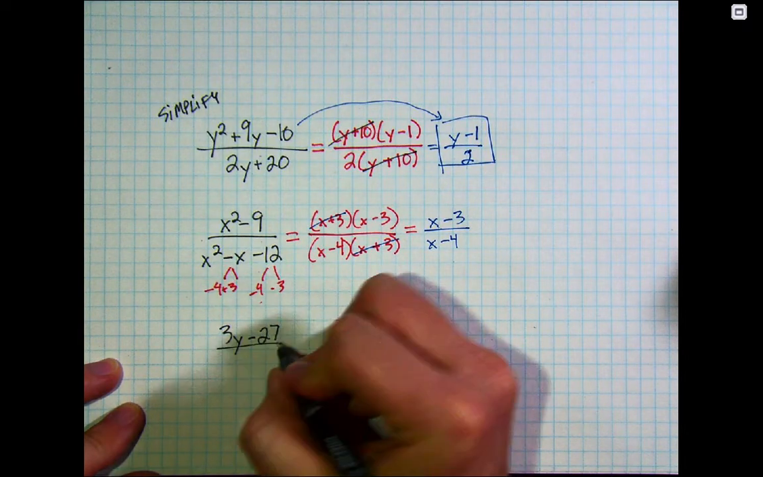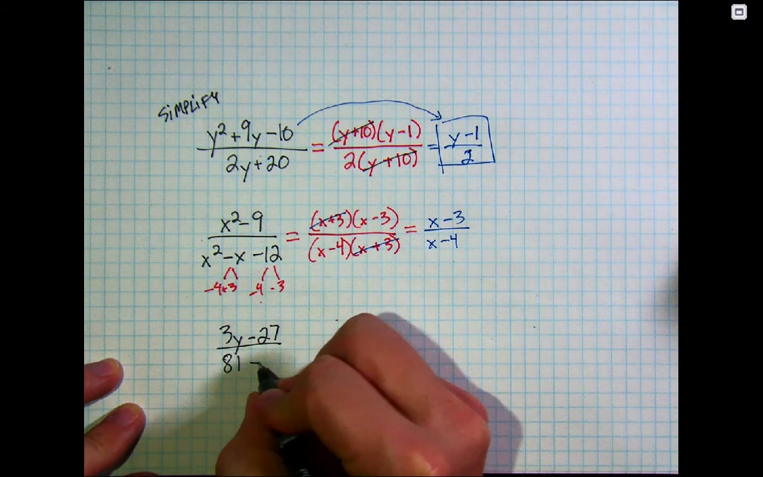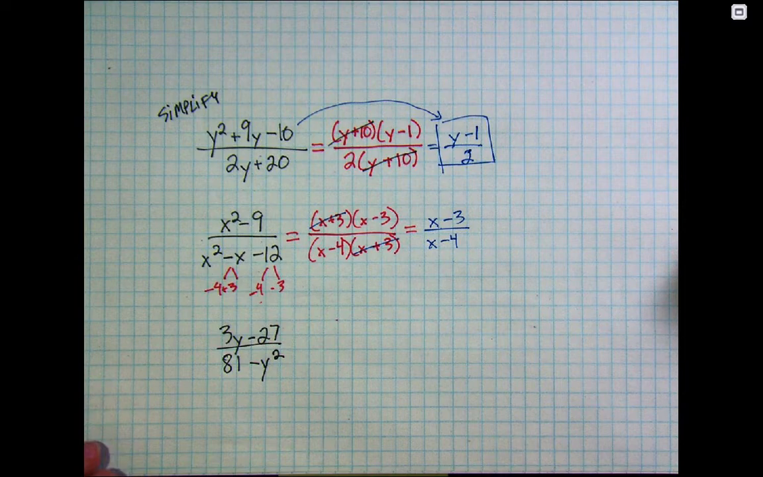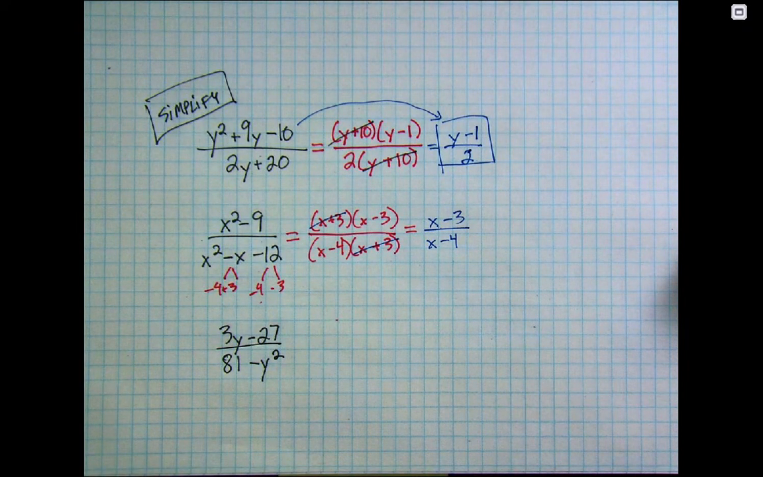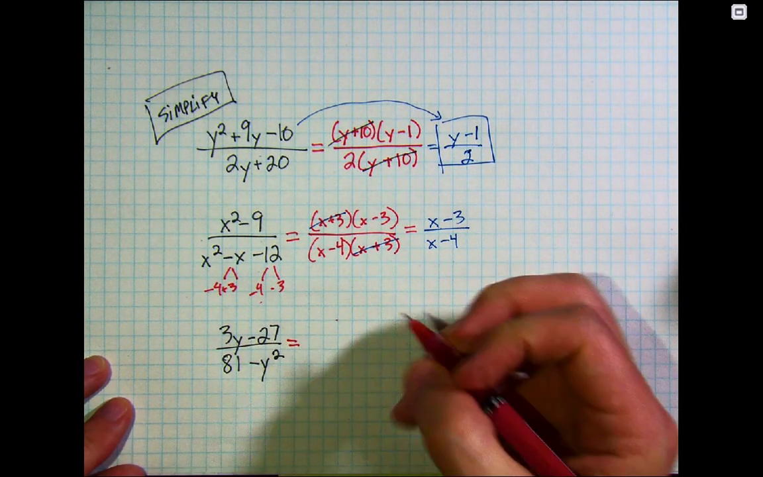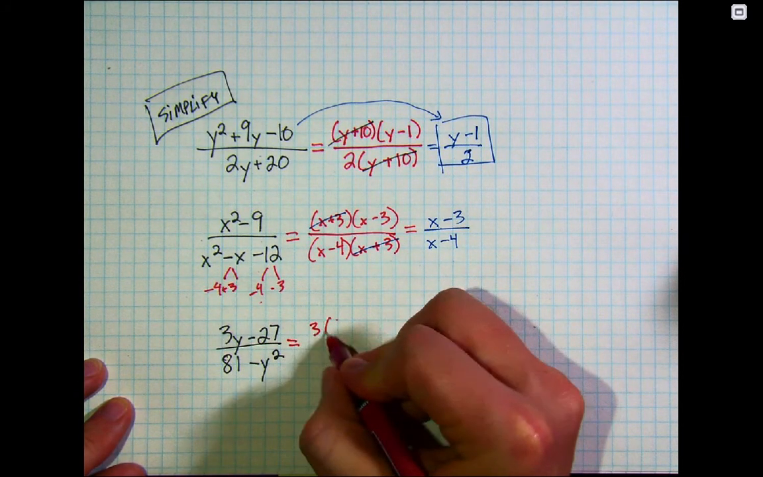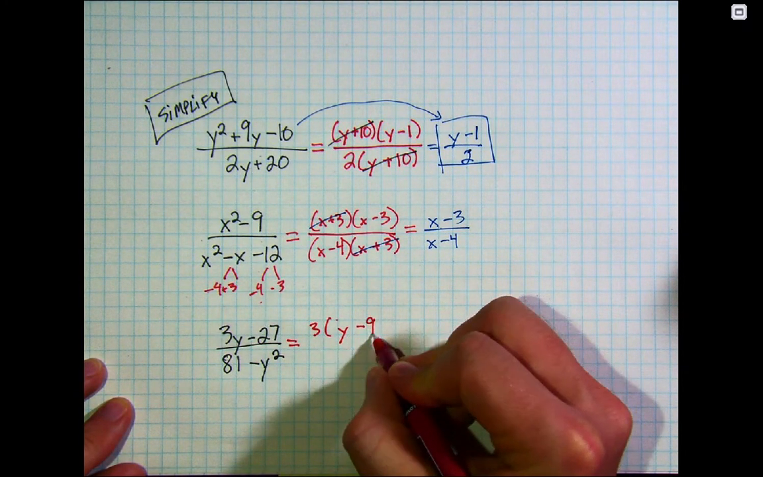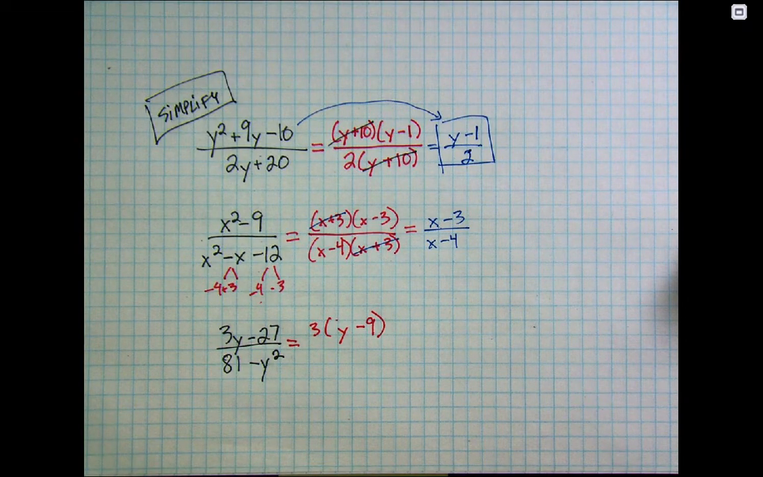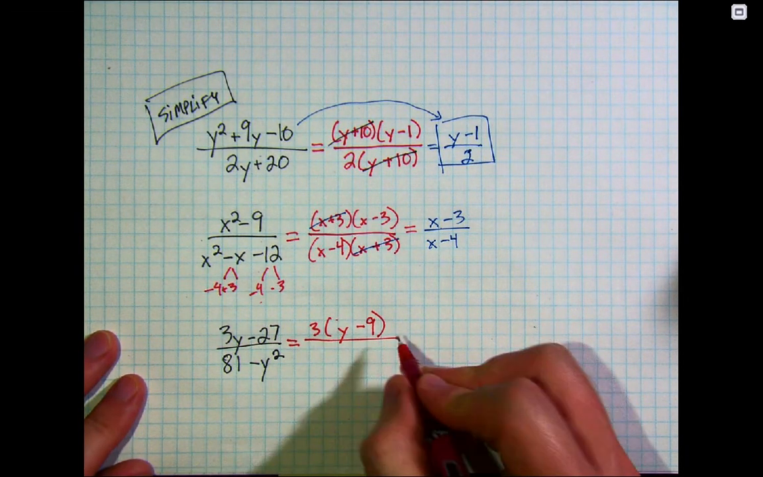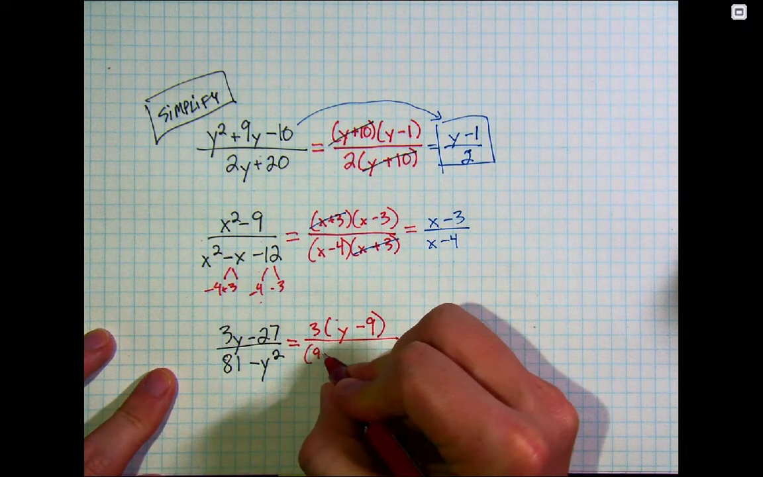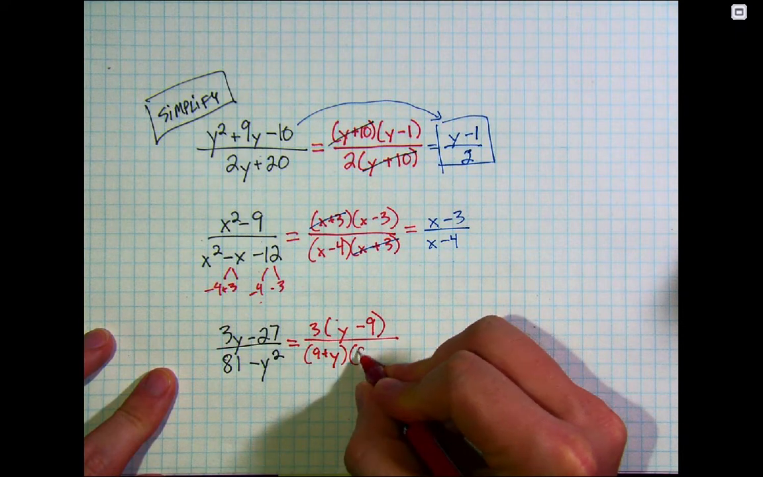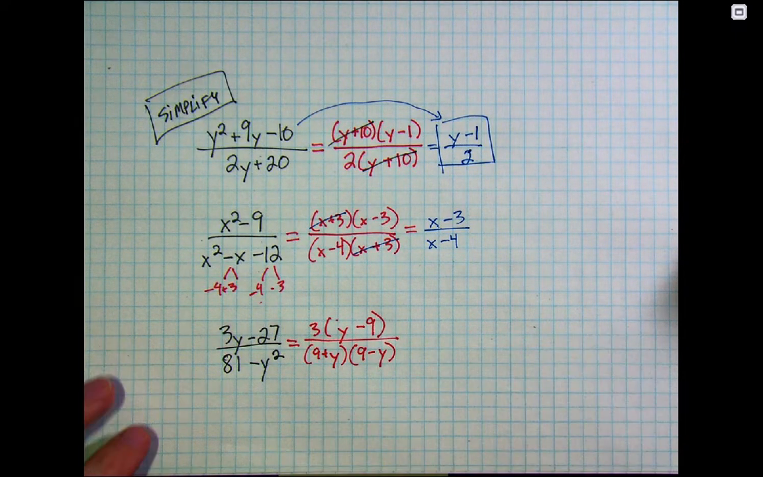3y minus 27 over 81 minus y squared. And again, we're just simplifying. I want to take this rational expression and rewrite it in a simple form. So we're going to factor again. The top, I'm just going to factor out a greatest common factor. Everybody okay with that? Good. The bottom is a difference of squares, 9 and y. So it's going to be 9 plus y, 9 minus y.